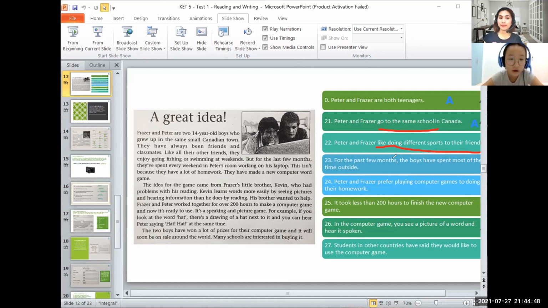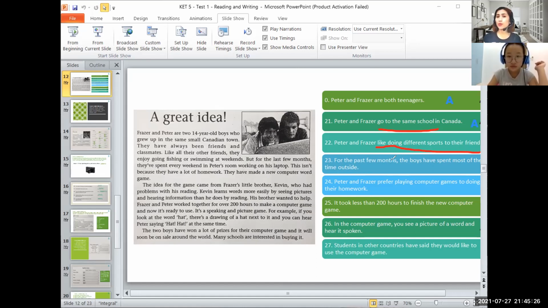Like all their other friends, they enjoy going fishing or swimming at weekends. That's correct. But that's it. So based on that sentence that you have read, do they like doing different sports to their friends? No. So what is your answer? Right, wrong? Doesn't say. Which one?